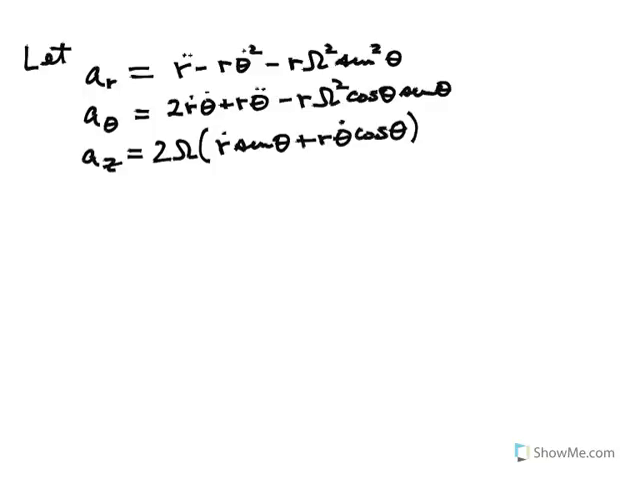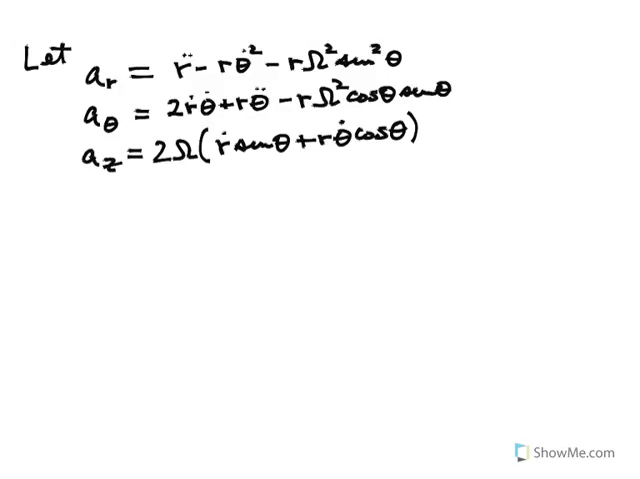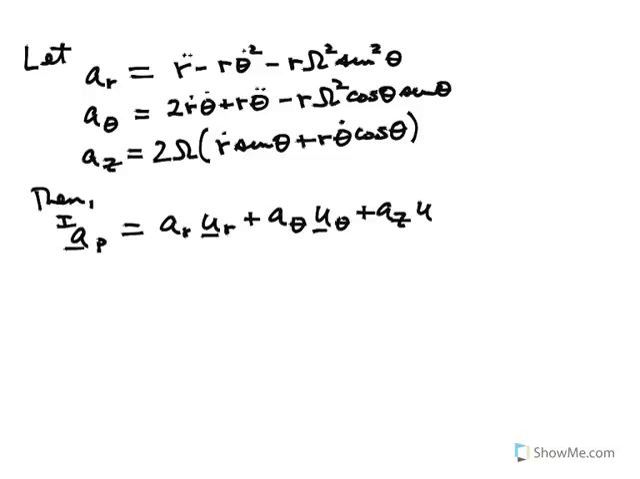So you can see that that gives me all of the terms involving the acceleration. And from this, I can actually write the inertial acceleration as A_R U_R plus A_theta U_theta plus A_Z times U_Z. And we'll use that later on in the derivations. So that takes care of the inertial acceleration. So I'm done with the kinematics. Now we're going to go on to the kinetics.